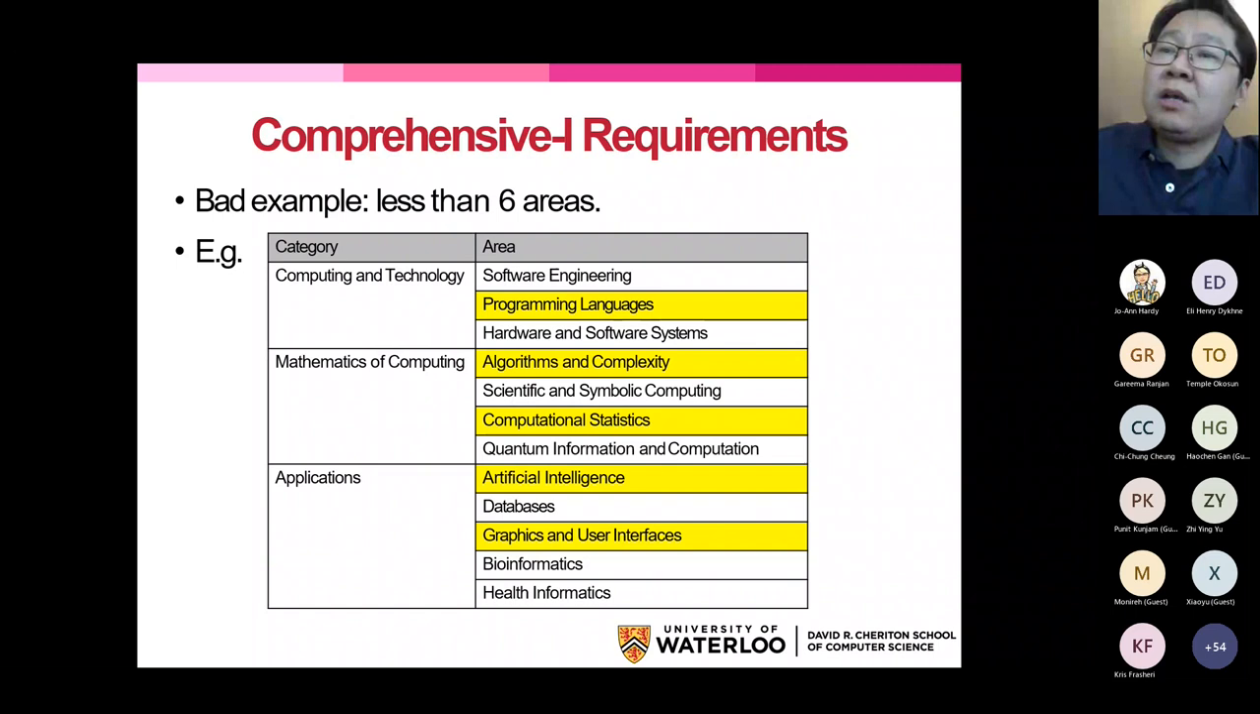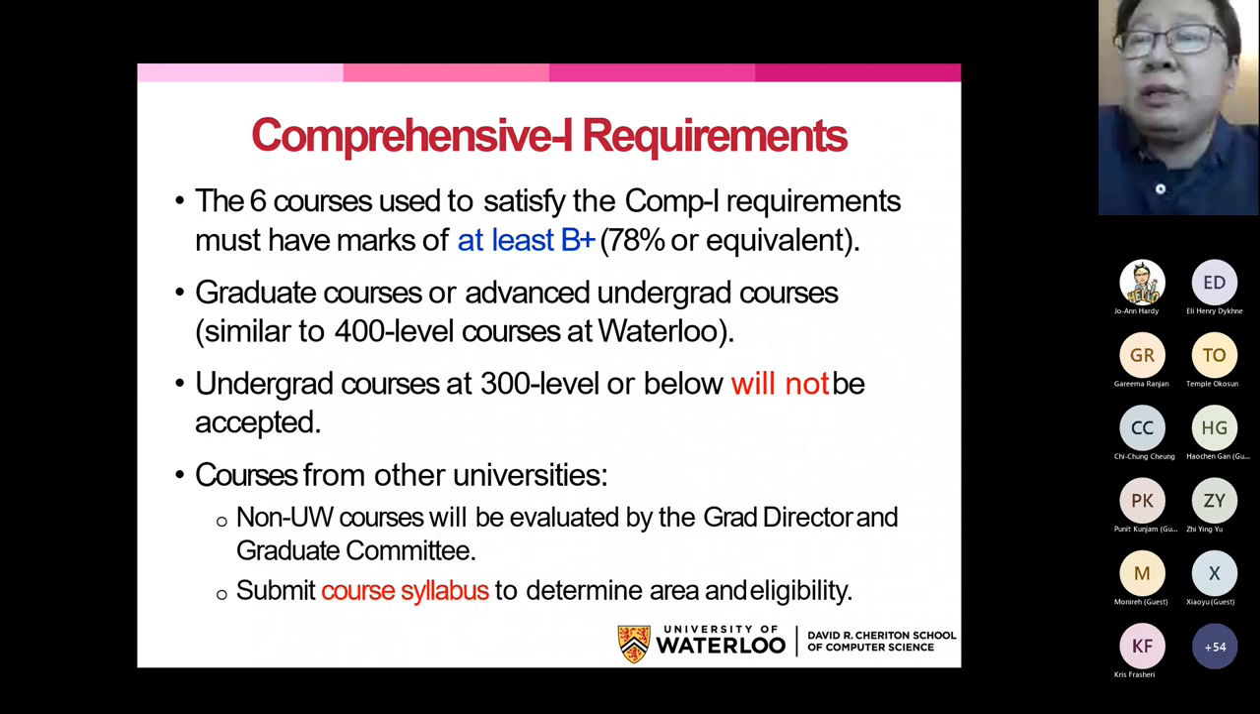So what does it mean to cover an area? The six courses that you need to take for your comprehensive one cover an area if you receive at least a B plus, a 78% or equivalent, in a course in that particular area. These courses can be graduate courses or advanced undergraduate courses. An advanced undergraduate course from Waterloo would be a 400 level course, and it would be something similar in other schools. This is a course you would typically take in your last year of undergraduate studies. Undergraduate courses at the 300 level or below, those taken before the last year, are generally not accepted.